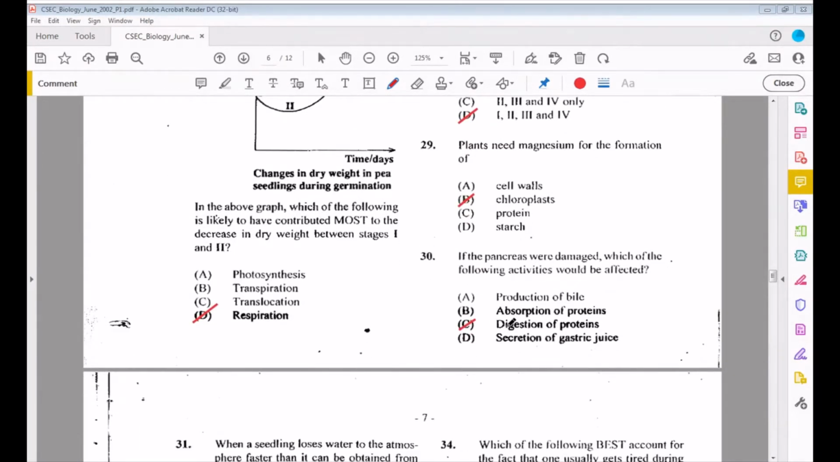29. Plants need calcium. Plants need magnesium for the formation of B, chloroplasts, right? The answer isn't exactly chloroplast. The answer is chlorophyll, because magnesium forms the middle of the head group of the chlorophyll molecule. But the closest answer here would be chloroplast. So the answer would be B.